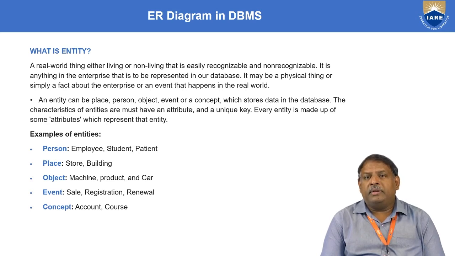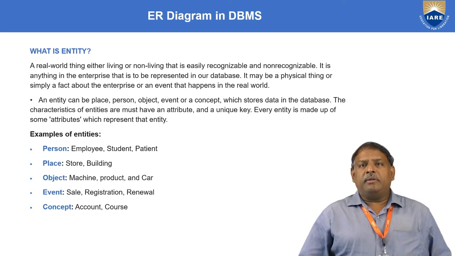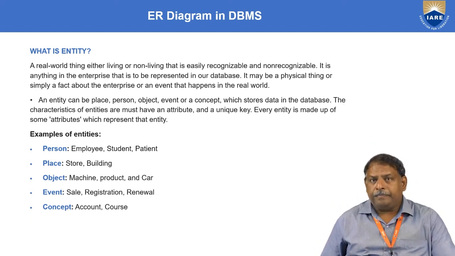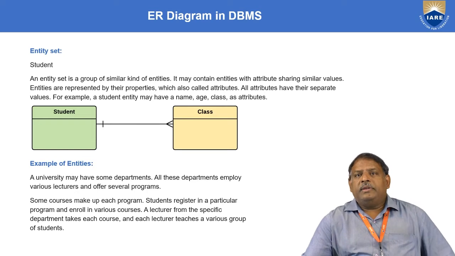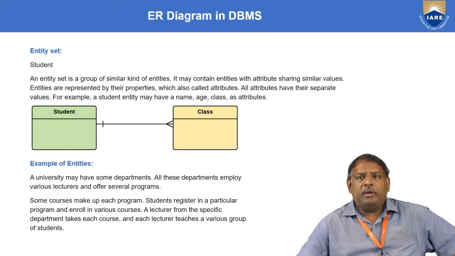A person is recognizable. A place is recognizable. An object is recognizable. An event is non-recognizable, whereas a concept is like your account or course. So everything which is easily recognizable or not recognizable is a real world entity. This is an entity. Now we'll see what an entity set is. An entity set is a group of similar kind of entities.